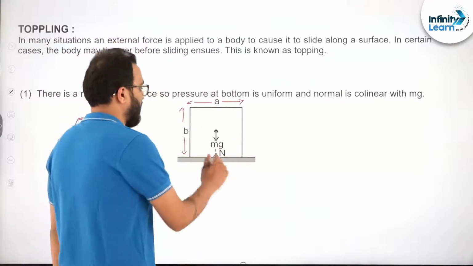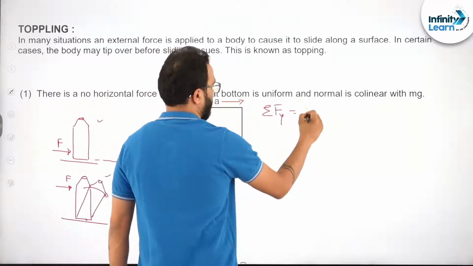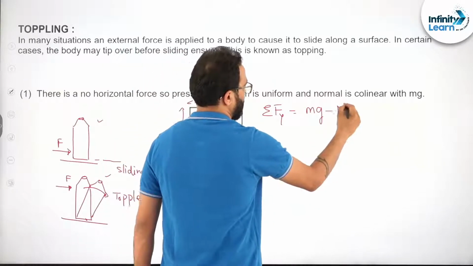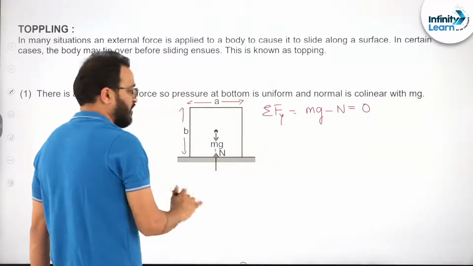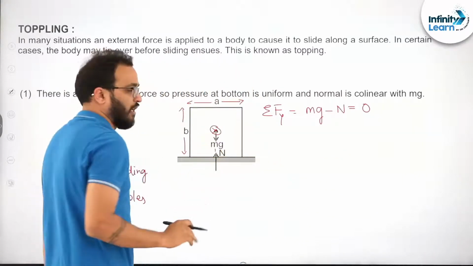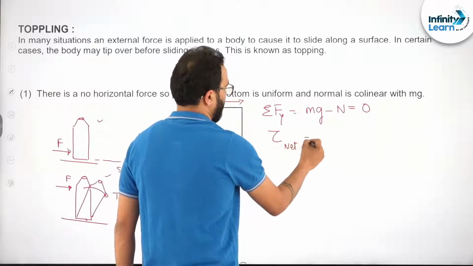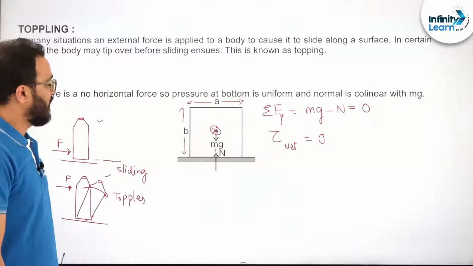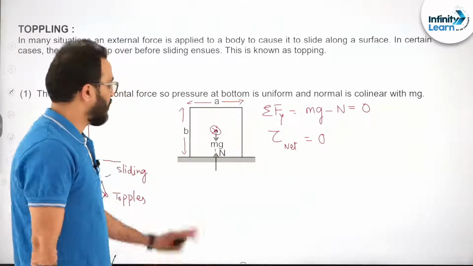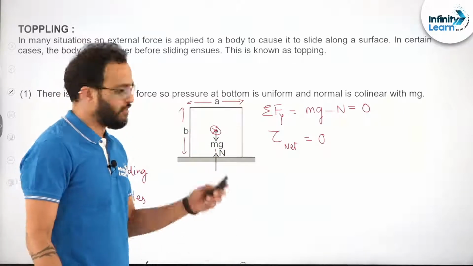So what is the net force along the vertical direction? You will say, sir, mg minus normal is 0. And what is the torque about any axis you choose? Suppose this is my axis. What is the torque about this axis? You will say, sir, net torque will be 0. So there is no torque, no vertical force, no horizontal force. Simple, this body is at rest. There is no rotation or toppling of this body.